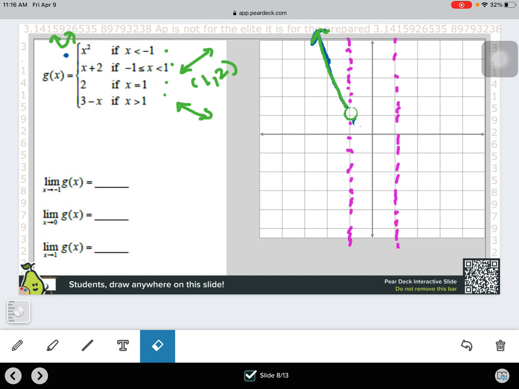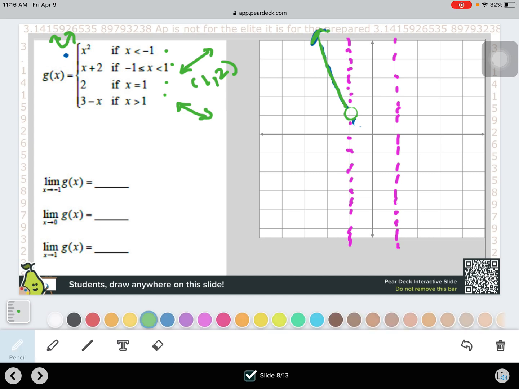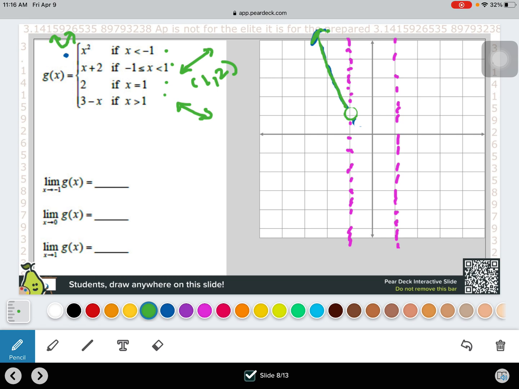There you go. Ooh, that's nice. That was going to delete the whole thing. Cool. Alrighty, so I have something like that.